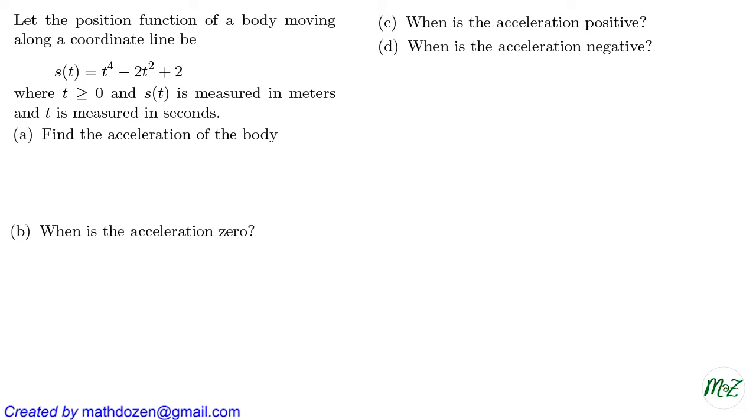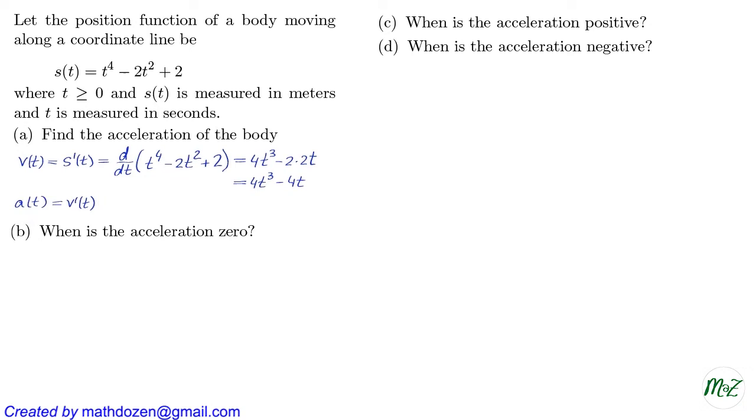So we remember that acceleration is the rate of change of velocity, and velocity is the rate of change of the position function. So to find velocity, we do derivative of the position function. So do it term by term. Derivative of t to the fourth is going to be 4t cubed. Derivative of negative 2t squared is going to be negative 2 times 2t. And derivative of 2 is just flat out 0. So the velocity function becomes 4t cubed minus 4t.